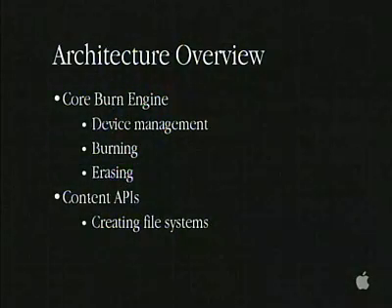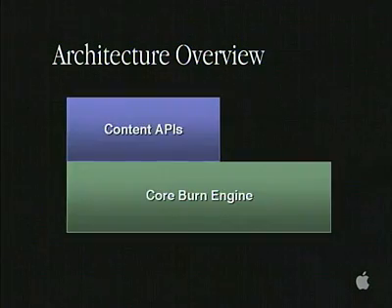The next part we have is a set of content APIs, which will help you create file systems. And like I said, creating file systems is really pretty difficult. We have some really powerful and flexible APIs in our stuff to help you create all sorts of different file systems, very highly configurable, and they're really great. And those are built on top of the burn engine. So they're actually using the same APIs that the core burn engine uses. So if you happen to know how to build file systems yourself, well, you can build your own file system and send it to the core burn engine in exactly the same way the content APIs are doing it.